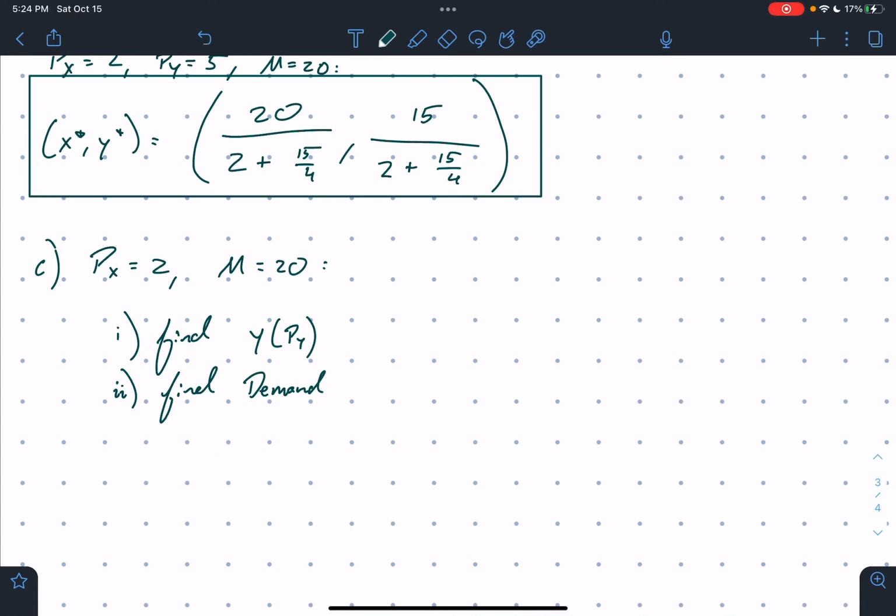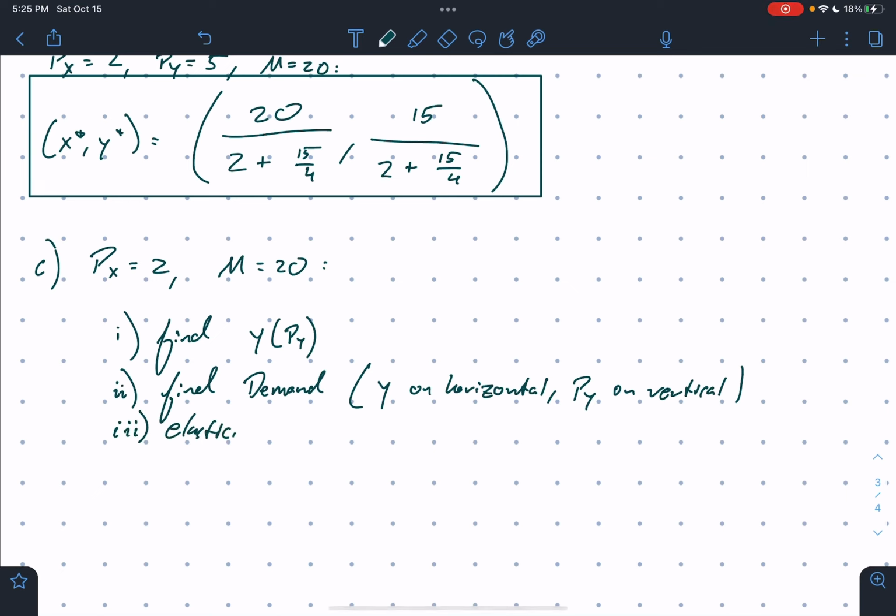So this just means we flip the graph and we find py as a function of y, basically. So we plot y on the horizontal axis, py on the vertical axis. And then finally, we want the elasticity of y.